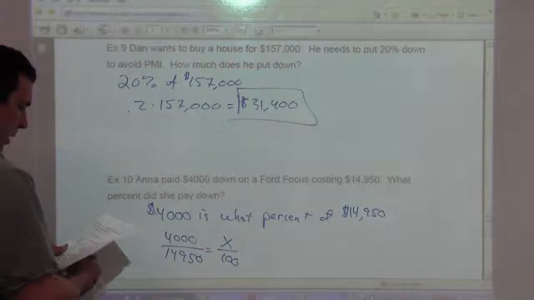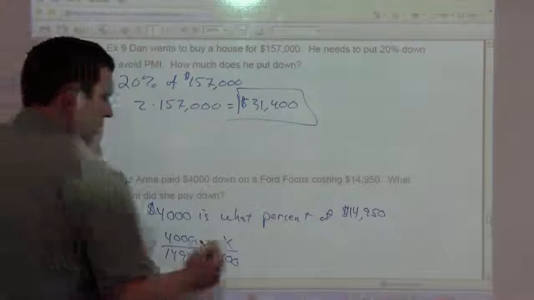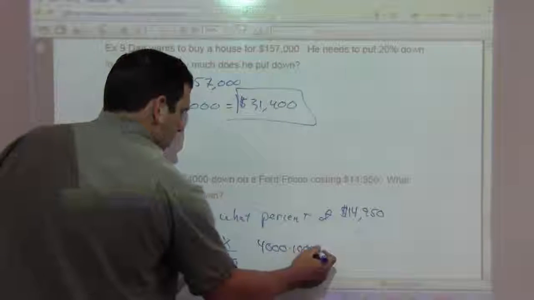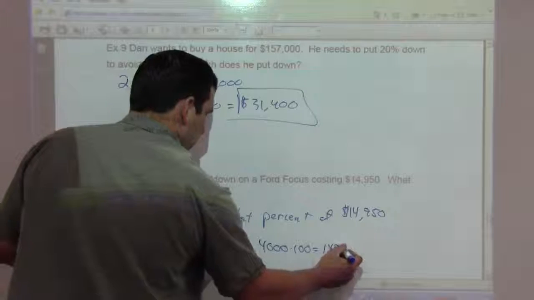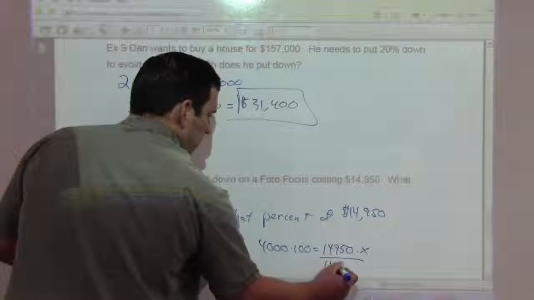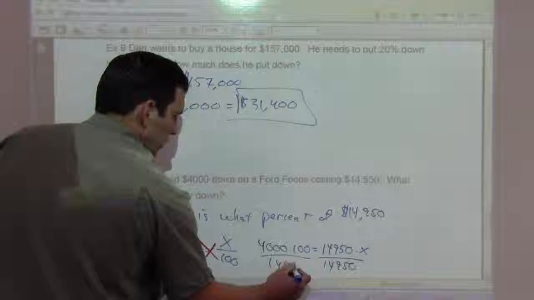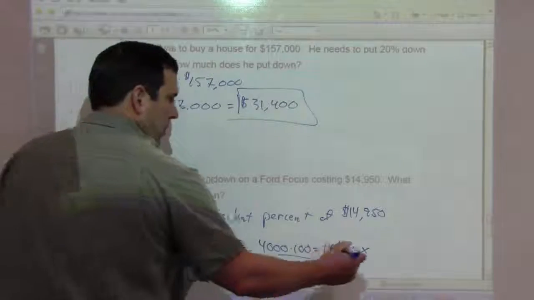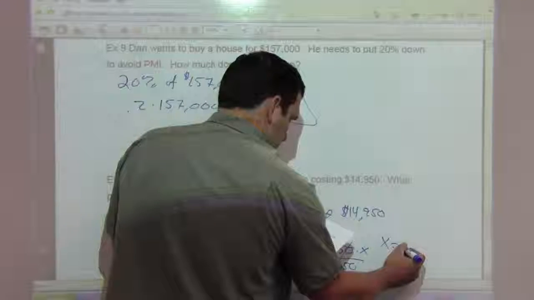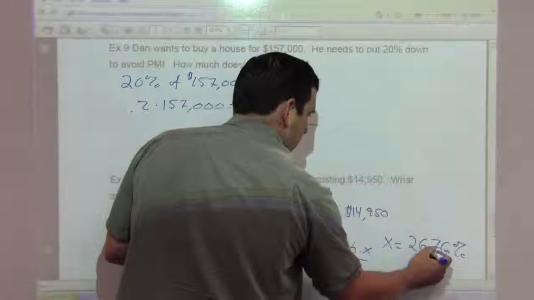And we can cross multiply this then. That would be 4,000 times 100 equals 14,950, excuse me, times X. We divide it by 14,950. X is 26.76%.